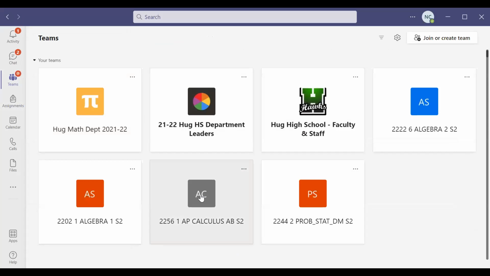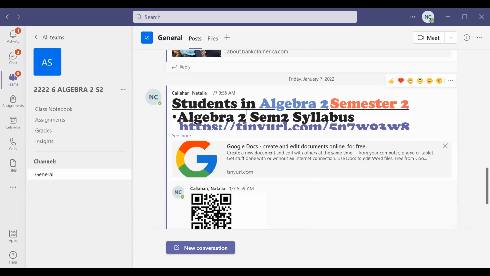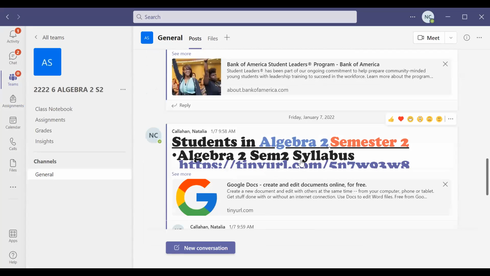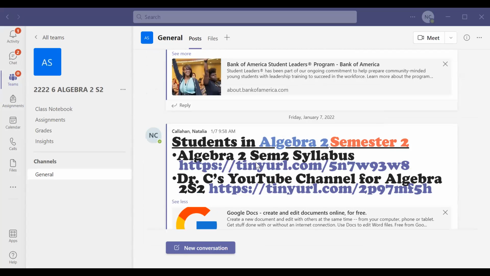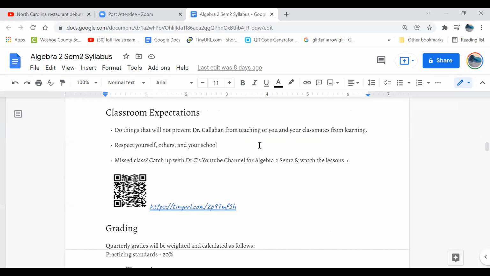Another way to find this is on MS Teams. You just simply go to your Algebra 2 class. And right here, this is your Google Doc for the semester. And you just simply click on the first one. It gives you the syllabus. So here's your syllabus you have access to. And then, of course, you have your YouTube channel, which is right there as well.